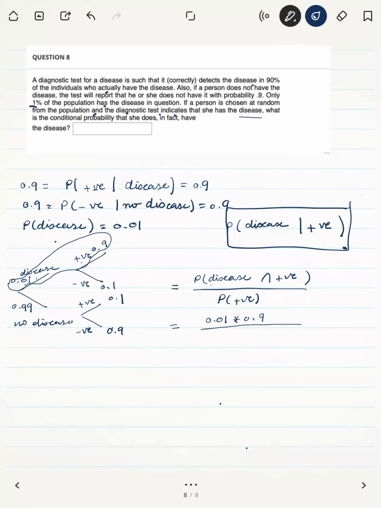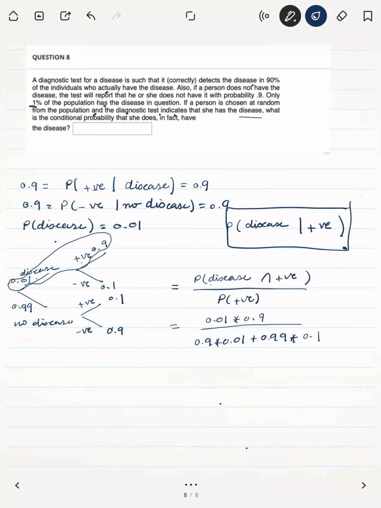Now, what's the probability of getting a positive result? So you could get a positive result if you have the disease, or you can get a positive result if you don't have the disease. So you have two possible options to get a positive result. So it's going to be 0.9 times 0.01 or 0.99 times 0.1.